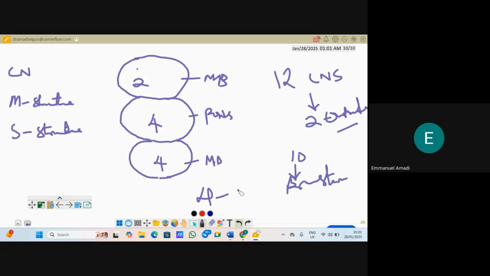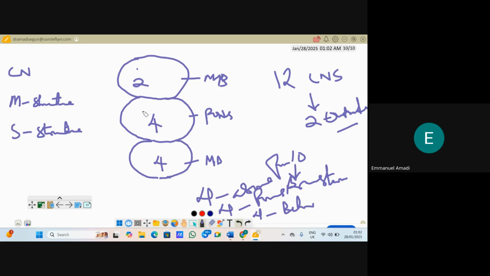Four cranial nerves above the pons, four in the pons, and four below the pons. That should make sense. So you just know that the first four cranial nerves, that is 1, 2, 3, 4, are above the pons. The next four, which are 5, 6, 7, 8, are in the pons. And the next four, which are 9, 10, 11, 12, are below the pons.